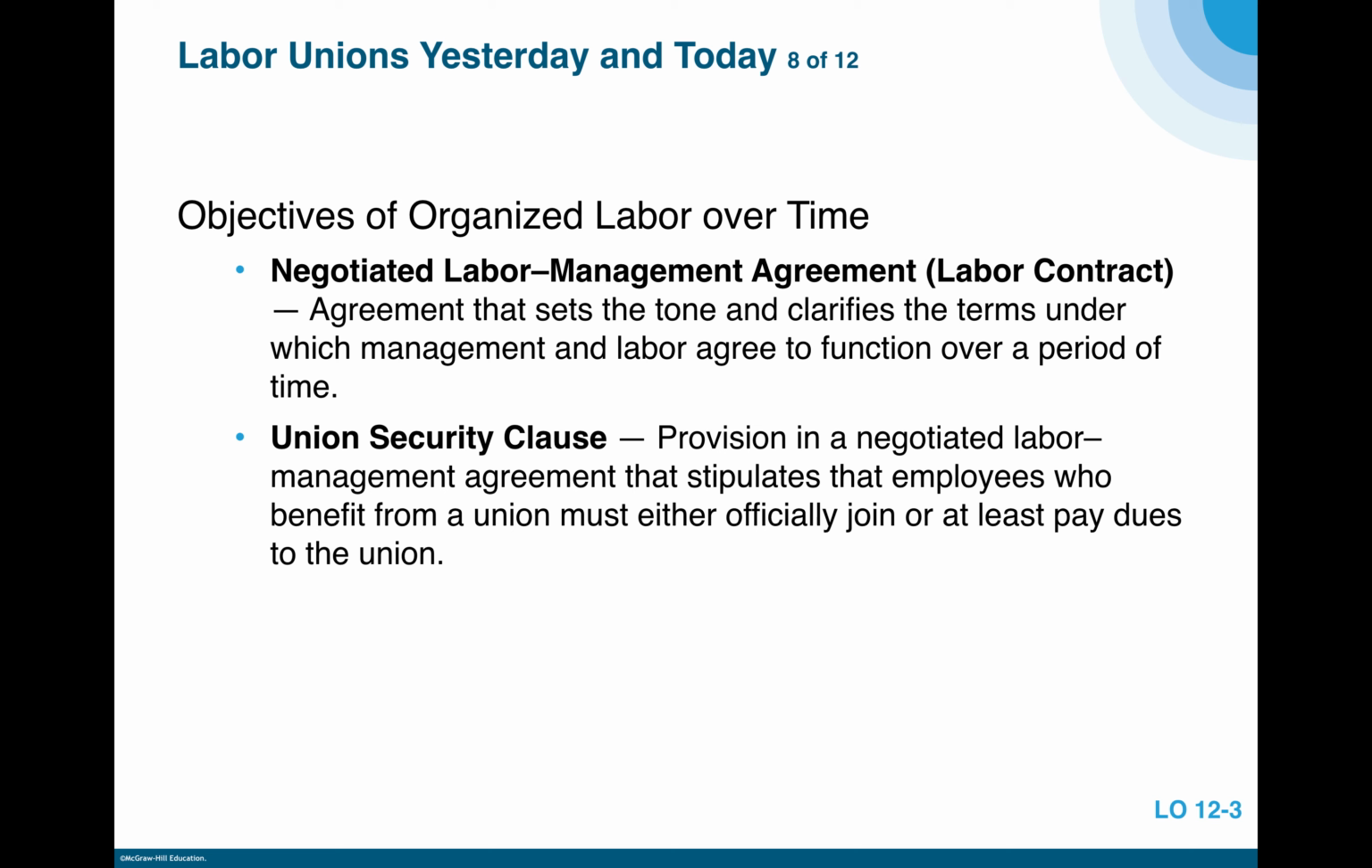So some of the objectives of organized labor over time. The negotiated labor management agreement, or the labor contract. This is an agreement that sets the tone and clarifies the terms under which management and labor agree to function over a period of time. And then we do have a union security clause, which is a provision in the negotiated labor management agreement that stipulates that employees who benefit from a union must either officially join or at least pay dues to the union. So this goes back to what I was talking about with the Janus decision. In the private sector, if you are going to have an individual that's going to benefit from the union, then they must continue to pay into it.